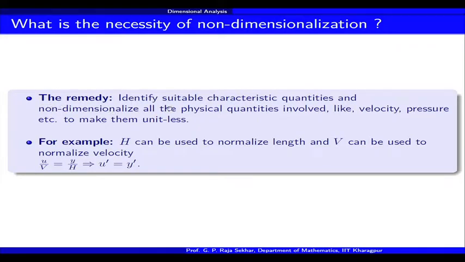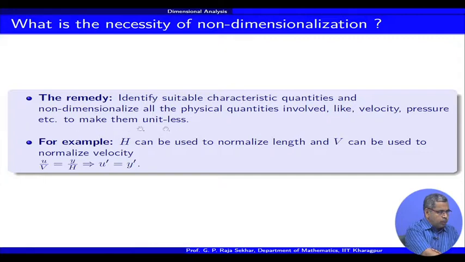What is the global aim? Let us say somebody has done some experiment in a small environment with some dimensions, in a tank, let us say, and they want to scale it up. How do they do it? In these cases, dimensional analysis plays a role. So, let us see how this can be achieved. What is the remedy? Identify suitable characteristic quantities and non-dimensionalize all of the physical quantities involved, like velocity, pressure, etcetera, to make them unitless.